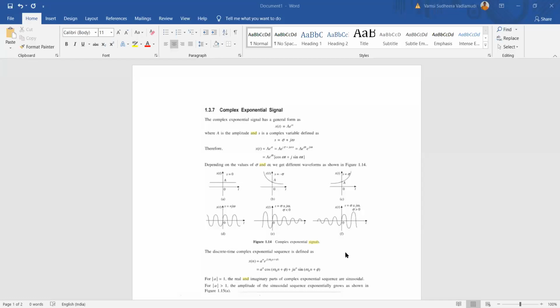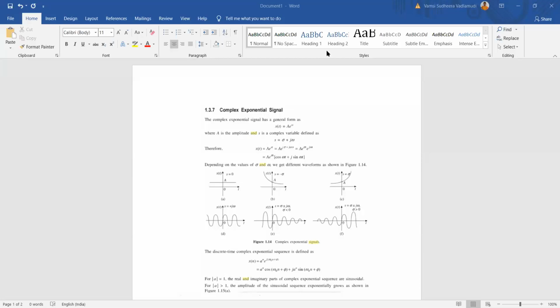Good afternoon, everyone. Yesterday we have discussed about real exponential signals, sinusoid, some more signals, right? Unit step, unit ramp, unit parabolic, real exponential, sinusoidal signals, and we have seen some problems regarding them. And in today's class, I'm going to discuss about complex exponential signals.